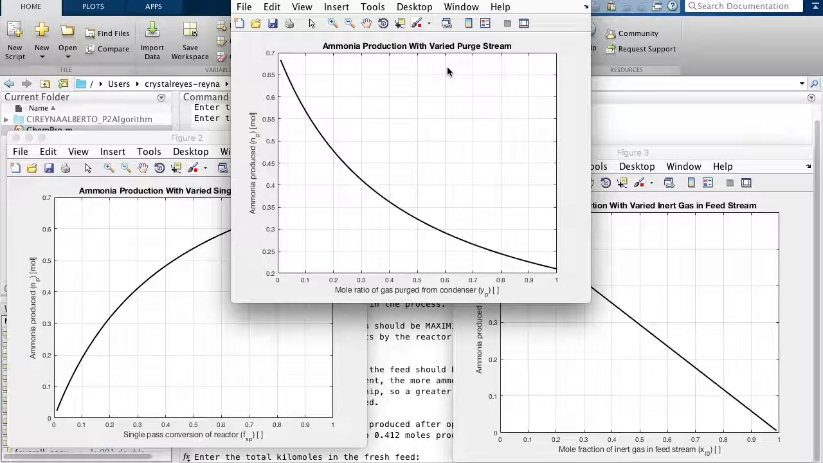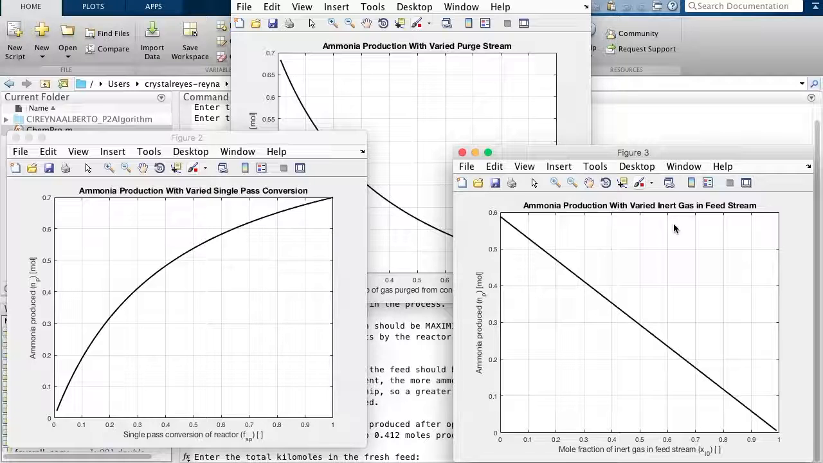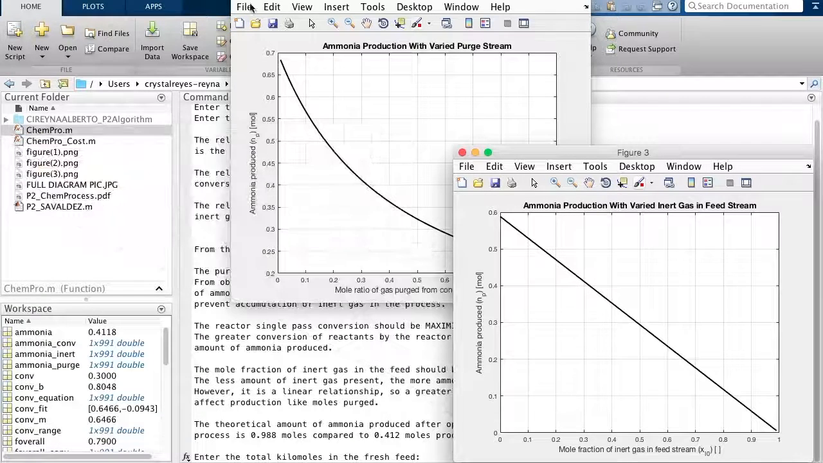Figure 1 shows the ammonia production with varied purge stream. Figure 2 shows the ammonia production with varied single pass conversion. And figure 3 shows the ammonia production with varied inert gas feed stream. Let's go ahead and minimize this.